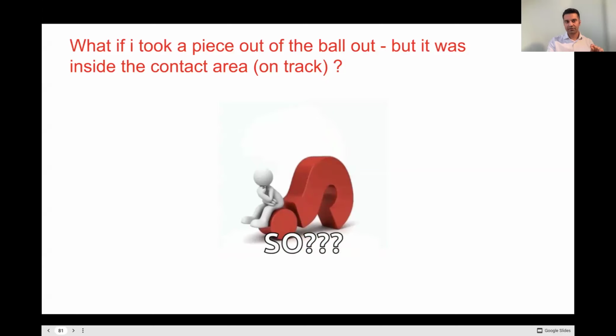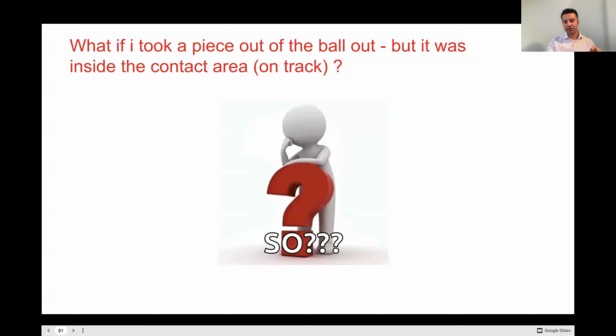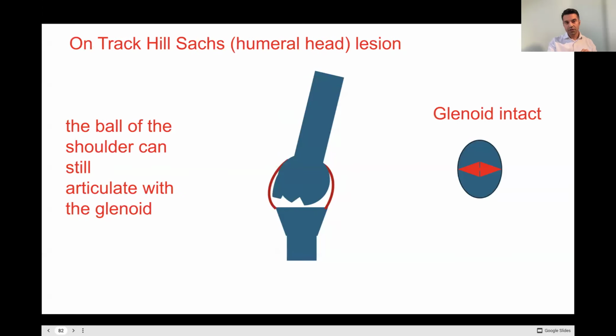What if I created a Hill-Sachs lesion? And what if it was in that contact area, that track that we spoke about earlier on? So let's run it back. So look, we've got the ball of the shoulder. It can still articulate with the glenoid, and we can convince ourselves that in the space in the middle, there's a little bit of a defect, but it seems to be covered on both sides.